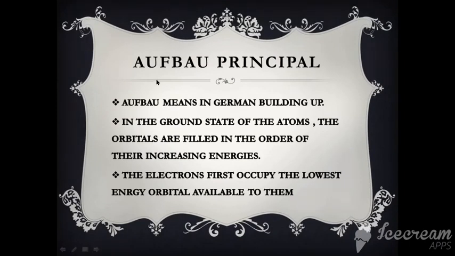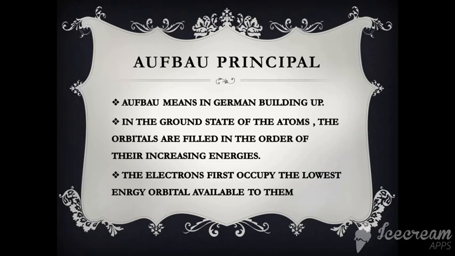So I'm going to discuss the AUFBAU principle in this video. For filling of energy levels of the atomic orbitals, we follow the rules: Hund's rule of maximum multiplicity, Pauli's exclusion principle and the AUFBAU principle. In this video, I am going to talk about the AUFBAU principle and make your doubts clear.